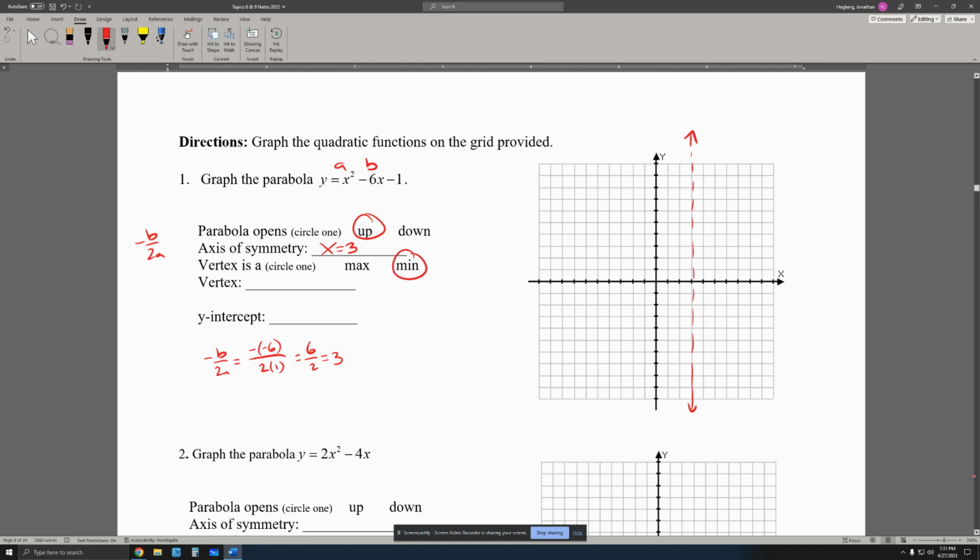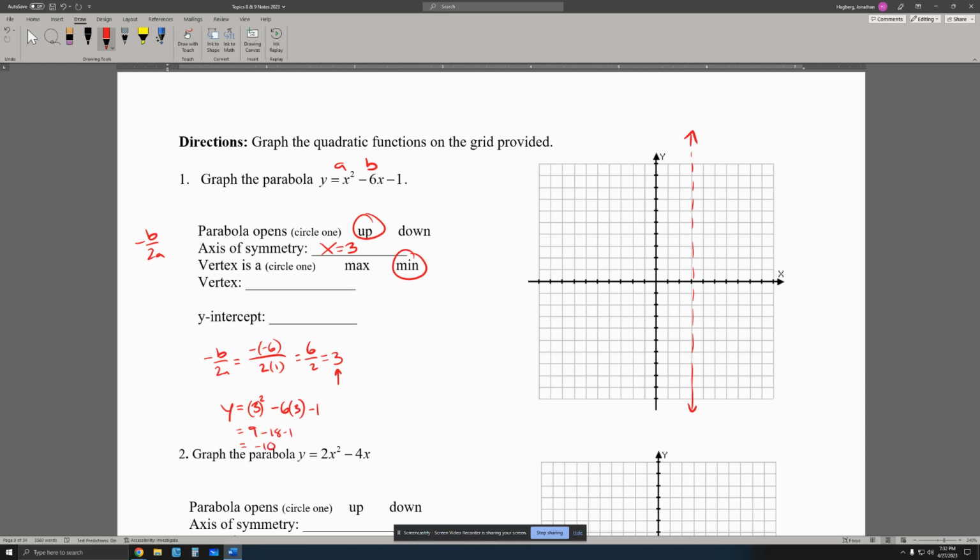All right. Let's go ahead and solve for the vertex here. So we found the x value of our vertex is 3. So now we can plug that in, plug in 3, and solve for y. So we have y equals 3 squared. I'm going to use parentheses there. 3 squared minus 6 times 3 and minus 1. What we get is 9 minus 18 minus 1, which is equal to negative 10.